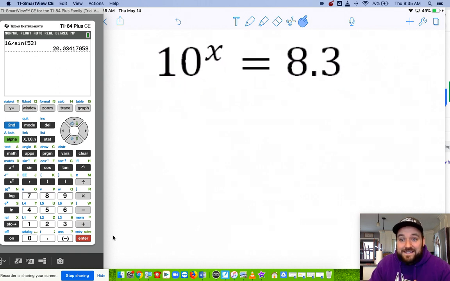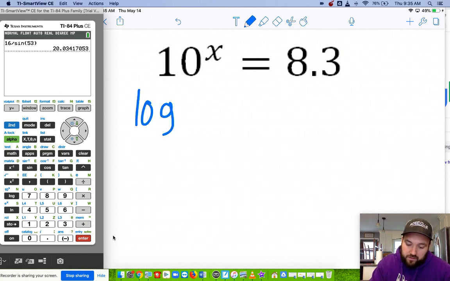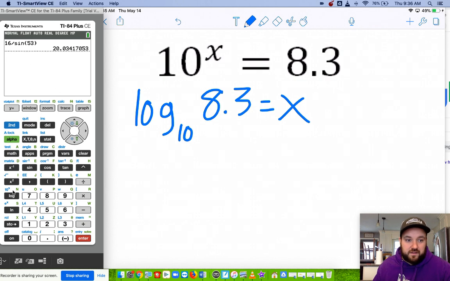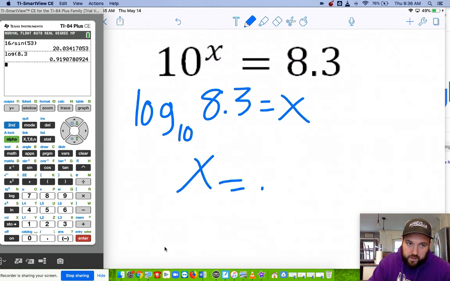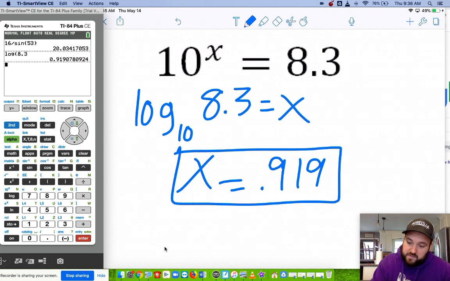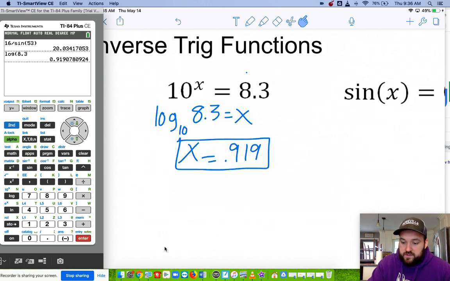10 to the x equals 8.3. To get x out of an exponent, you've already learned that I'm going to use logarithms. That's what we just got done learning. And then you would type this into the calculator. Log base 10 is already there. So x equals 0.919. So exponentials and logarithms are inverses of each other.